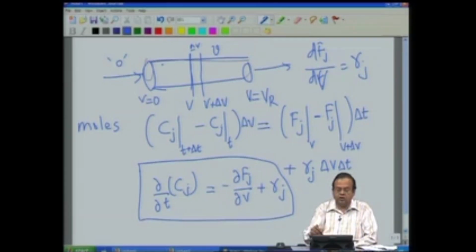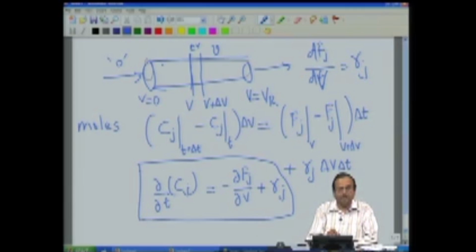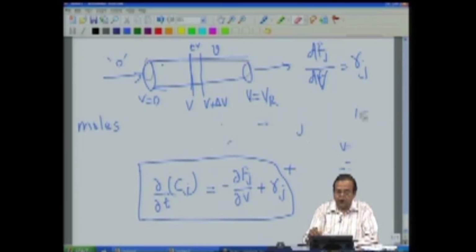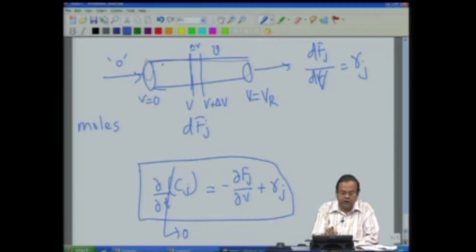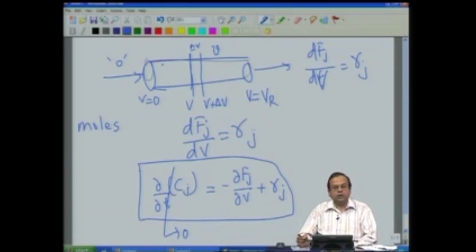How do we go from this equation to this equation? If we say that we are looking at steady state, then del Cj by del t, this term drops out, we have only these two terms. So, if we now rearrange them, we get dFj by dV equal to Rj. That is our mass balance equation for a plug flow reactor.